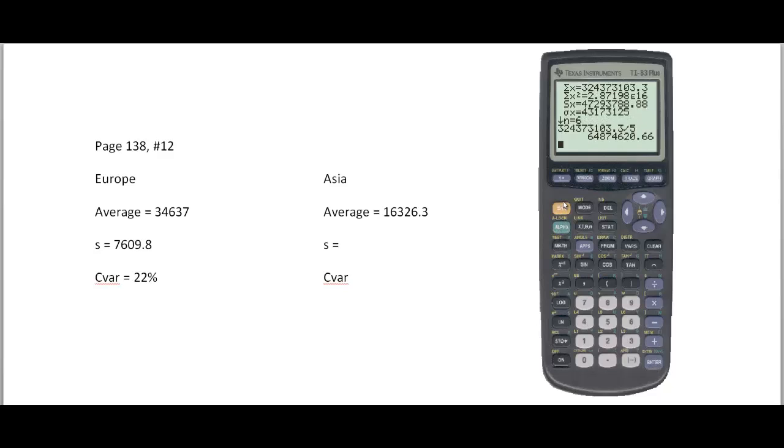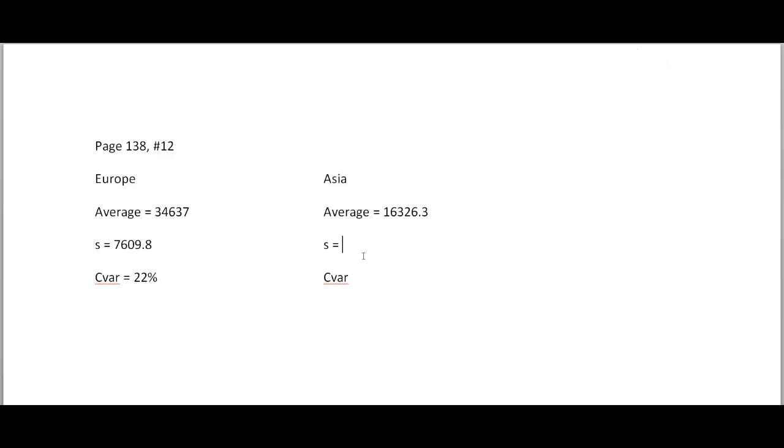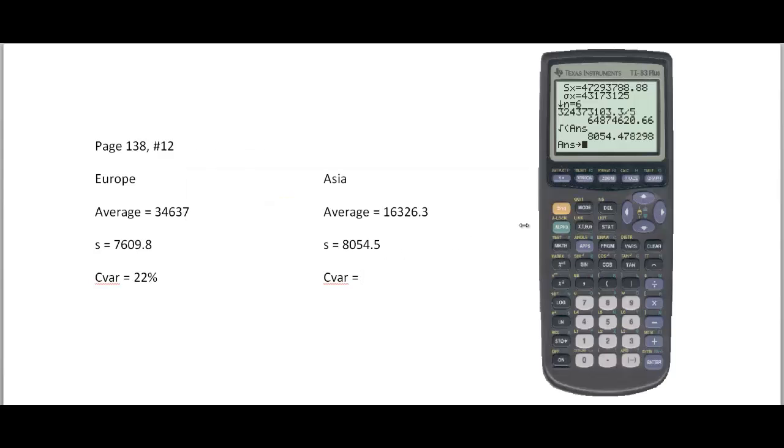And then we will take the square root of that. I'll just cheat here by going second negative. And there you go. There's my standard deviation right there, 8,054. And we're going to round it to 0.5 there, so $8,054.50.